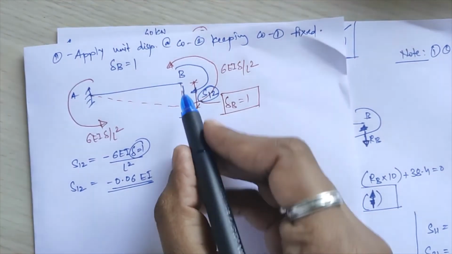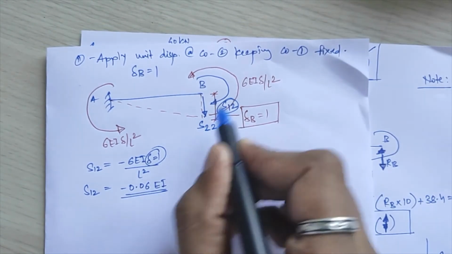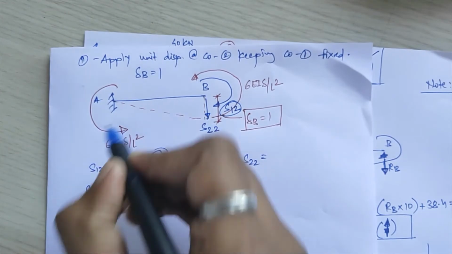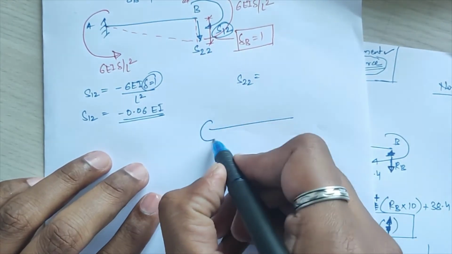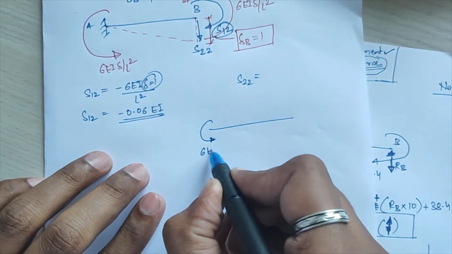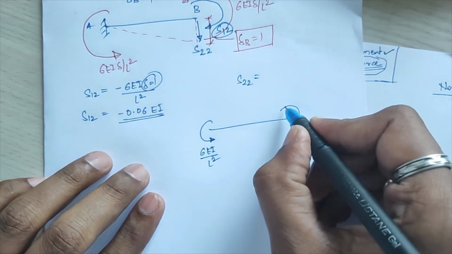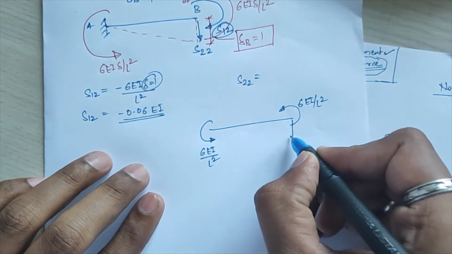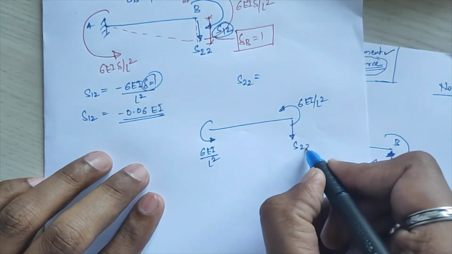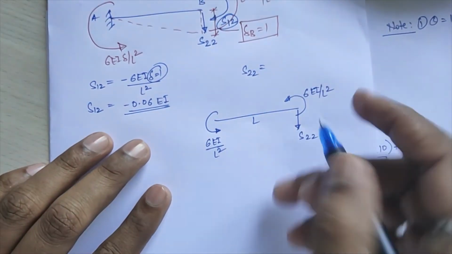Now for the S22 value, you have to calculate the reaction or force coefficient coming due to these translational rotational moments over there. So that we will calculate. Again you are having 6EI/L², delta is 1 there. Here also you are having anti-clockwise 6EI/L², and here you have S22, and the length is L. Here you have to calculate S22.